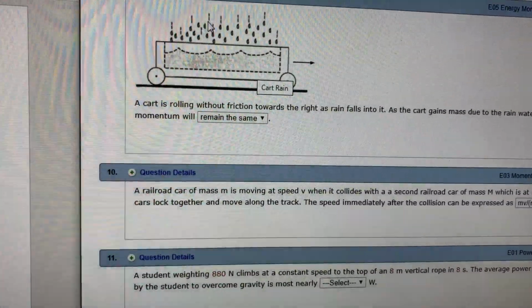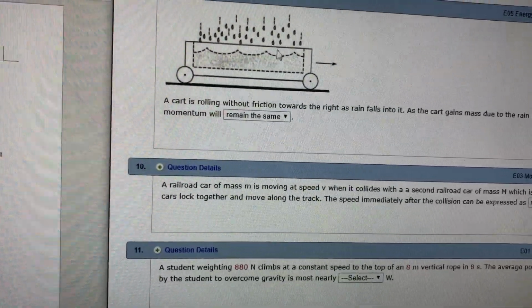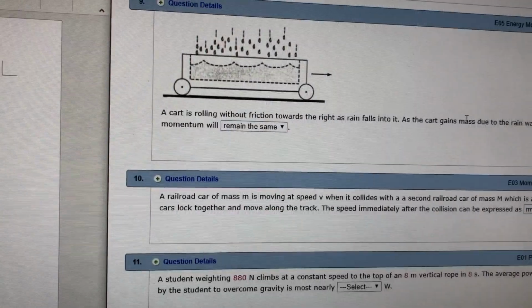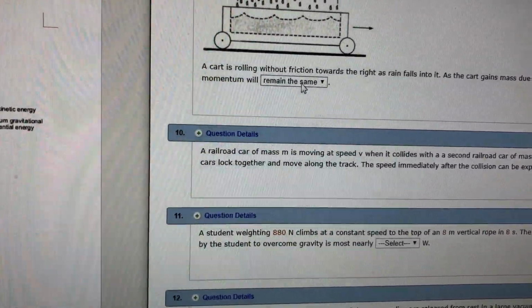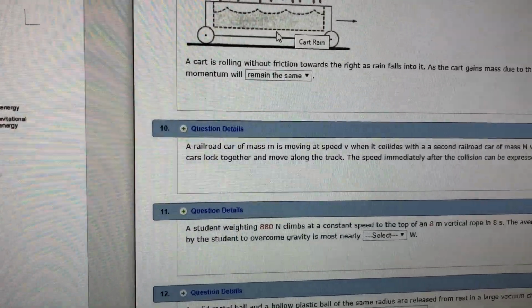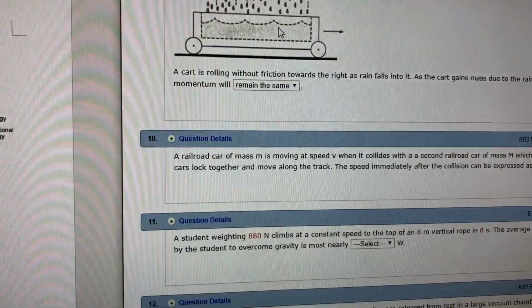All right, next I have this cart that's filling up with rainwater. A cart is rolling without friction towards the right as rain falls into it. As the cart gains mass due to the rainwater, its momentum actually remains the same. It's going to slow down because it's gaining more mass, but the momentum, especially in the theoretical, is going to stay the same here.